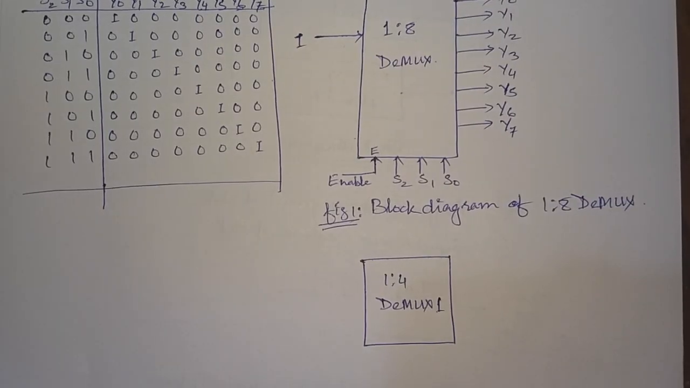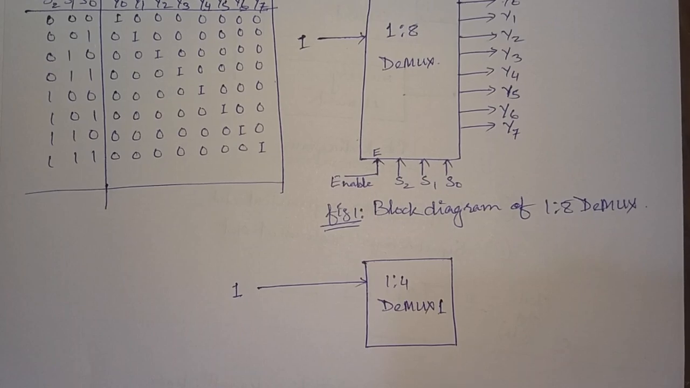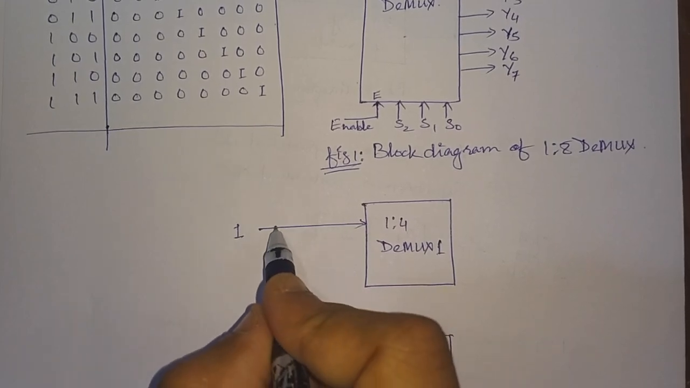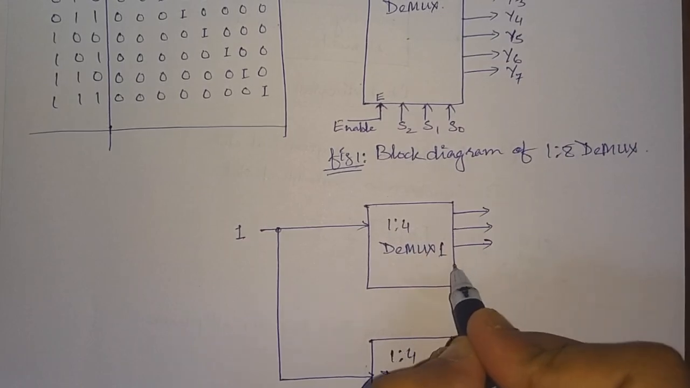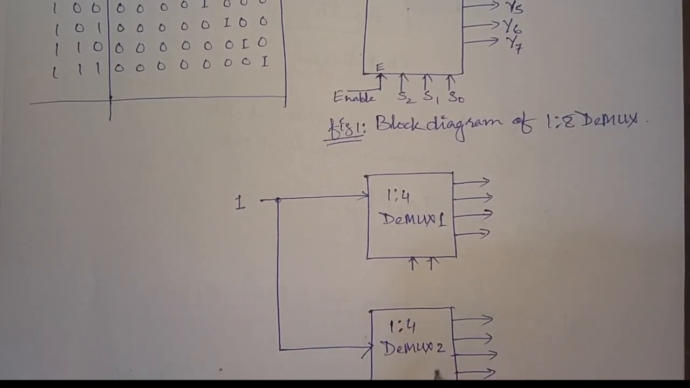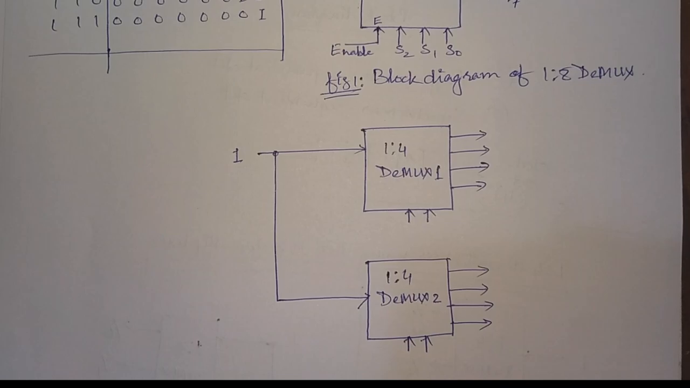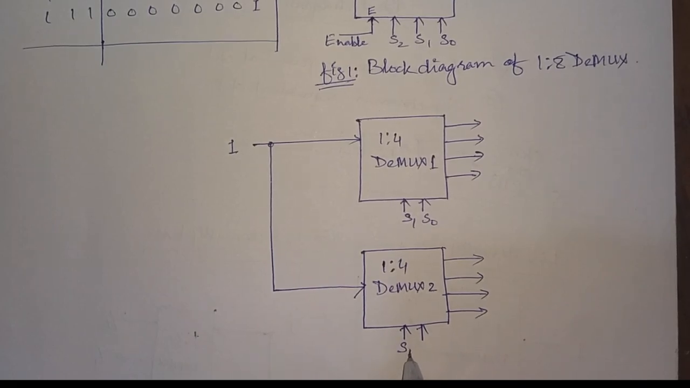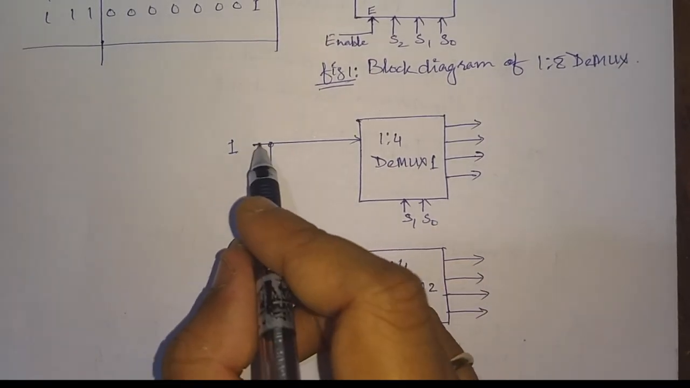In the previous case, we saw that we had one input line. So first of all, let us apply this input line. Here we'll have one input line, denoted by I, and this input line also needs to be connected to this lower demultiplexer, because we need to have 8 output ports. Each demultiplexer will have 4 output ports. A 1:4 demultiplexer has 2 select lines. Here also we'll have 2 select lines. These select lines we can write as S1 and S0. Here also S1 and S0. This is demultiplexer 1 and this is demultiplexer 2. This is the input line we are connecting here.